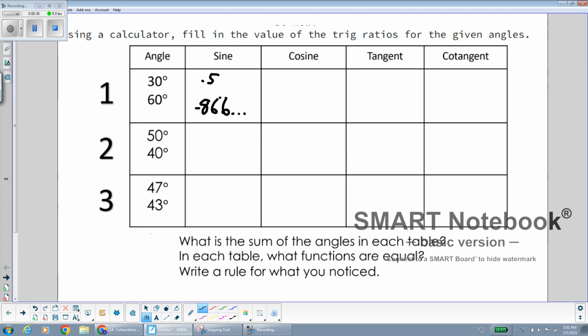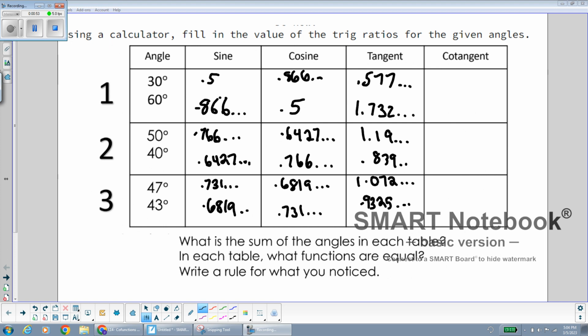I'm going to type in cosine of 30 degrees and I get 0.866. I'm going to type in, and there's more decimal places after, cosine of 60 degrees, and I get 0.5. Please pause the video. I'm going to pause the video as well and fill in the rest of the chart using your calculator. So I filled in my chart except for cotangent.